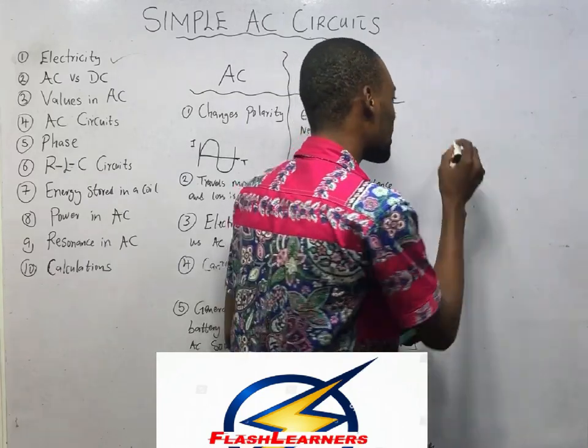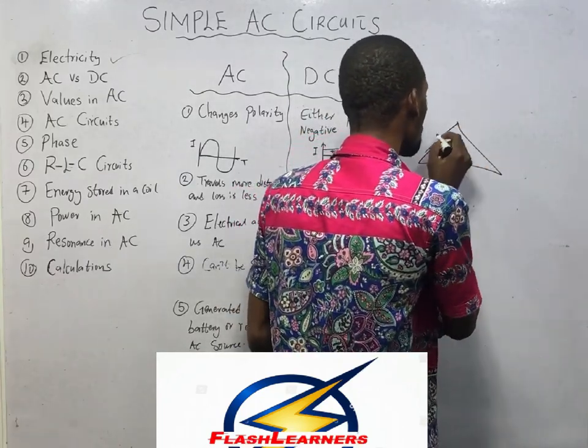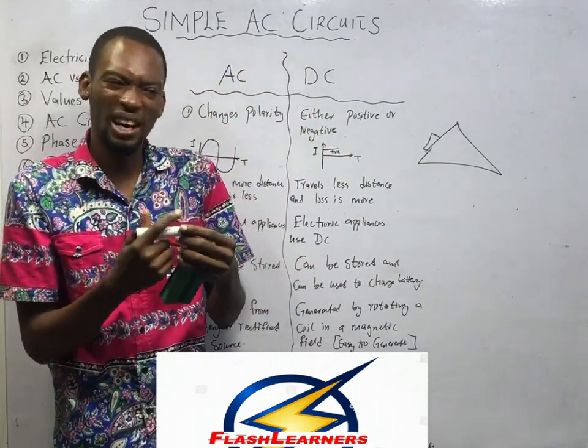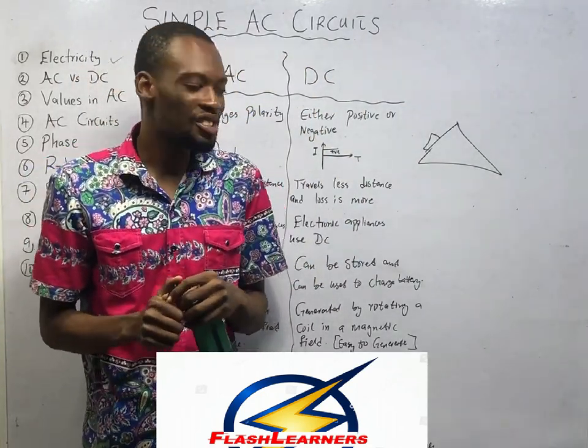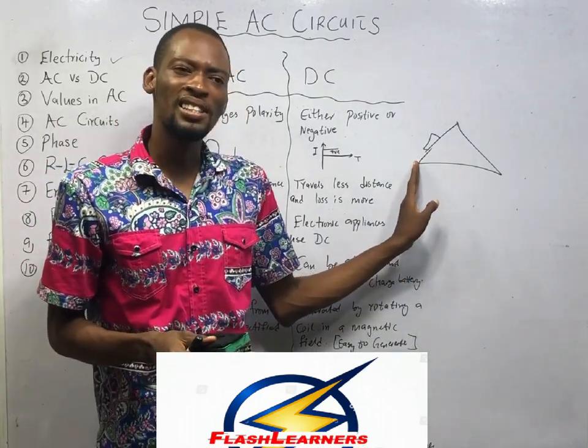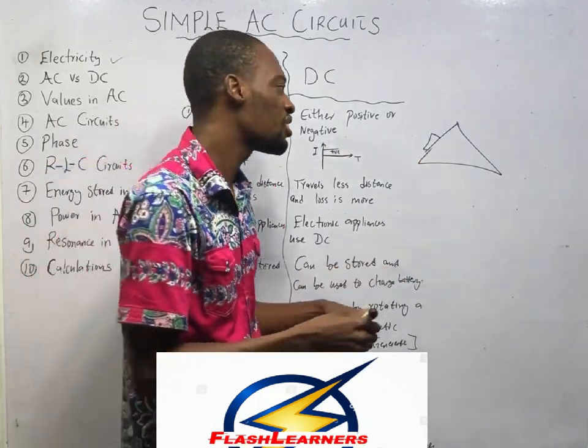Look at your solar panels at home. When you look at some roofs, you see panels. Those are solar panels. They generate electricity. Now, the electricity generated by your solar panels is mostly direct current, DC.